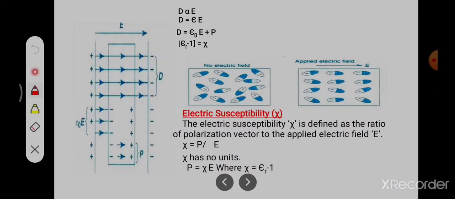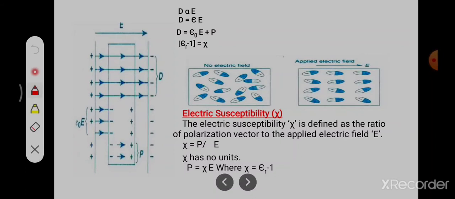Coming to a parallel plate capacitor having two charges, one positive and another negative. The distance between these two charges is capital D. Here we are applying an electric field, that is capital E. From this, D is directly proportional to capital E. D is equal to epsilon into capital E in medium, whereas D is equal to epsilon naught into capital E plus P, that is polarization, in vacuum. From this, Xi is equal to epsilon r minus 1.